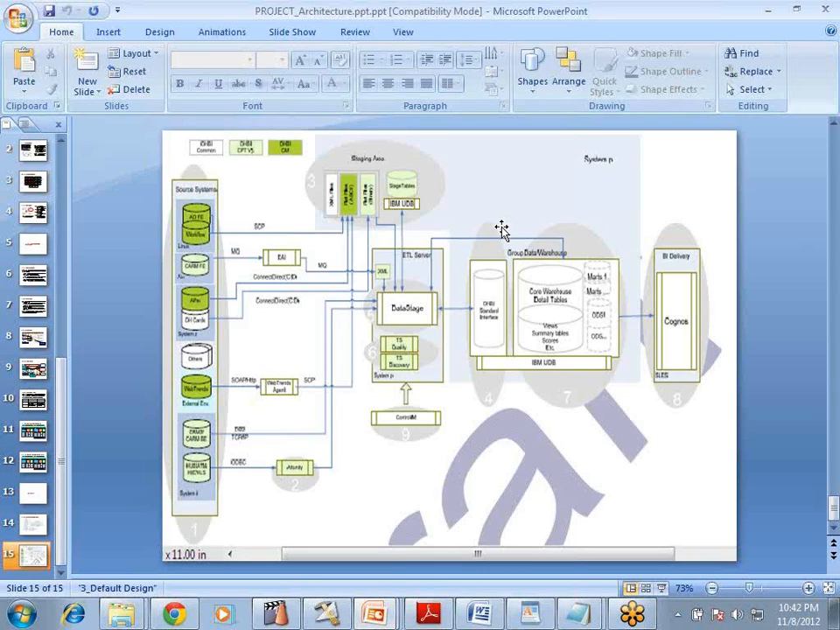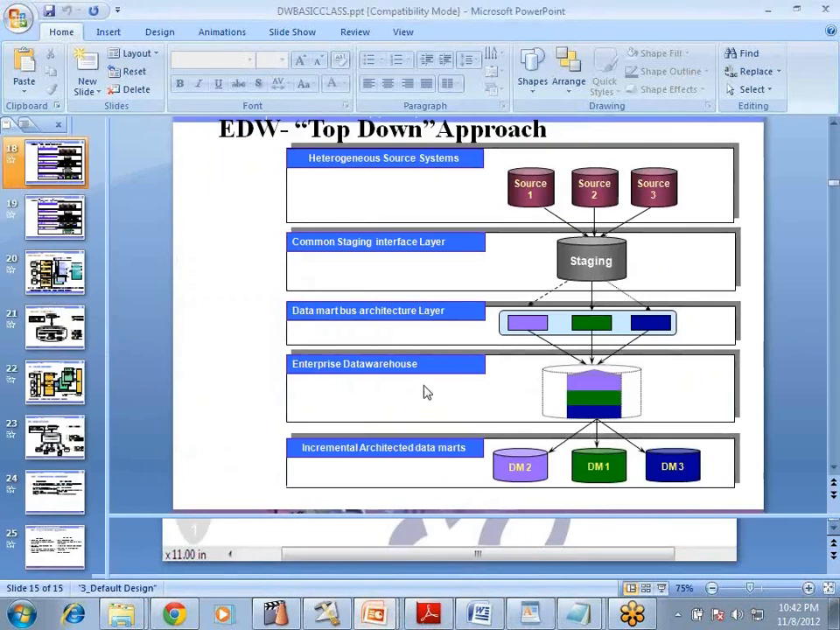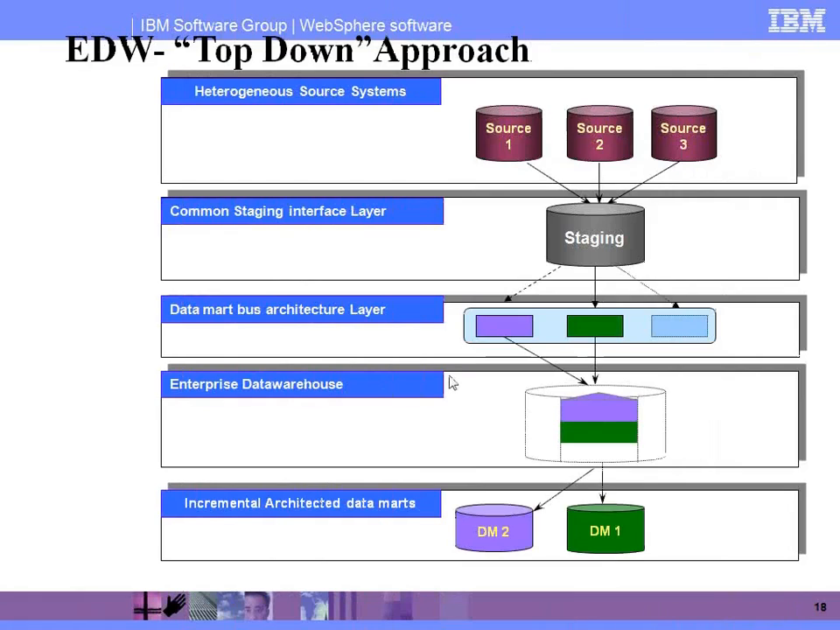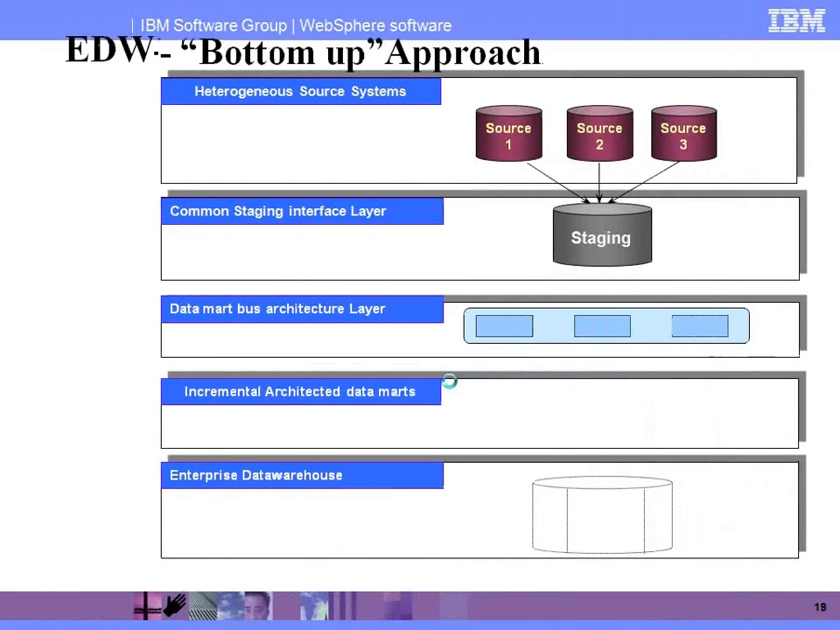When you go for the top-down approach, once we implement a warehouse, we create the marts. These marts are completely dependent on the data warehouse. That is the reason the marts created in the top-down approach are dependent data marts, with a dependency on the enterprise data warehouse.